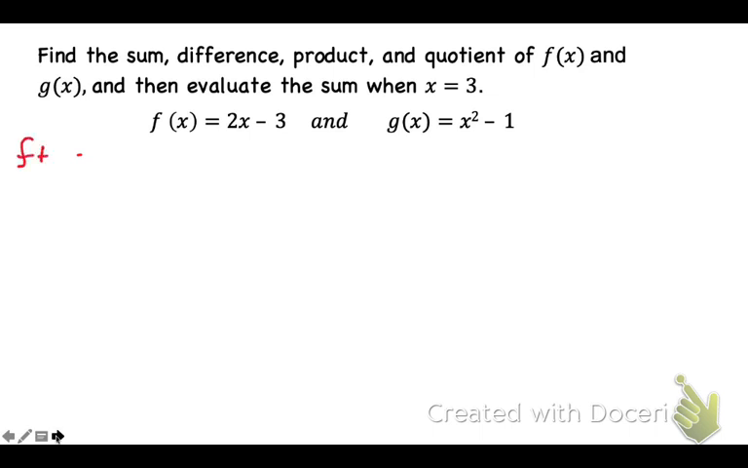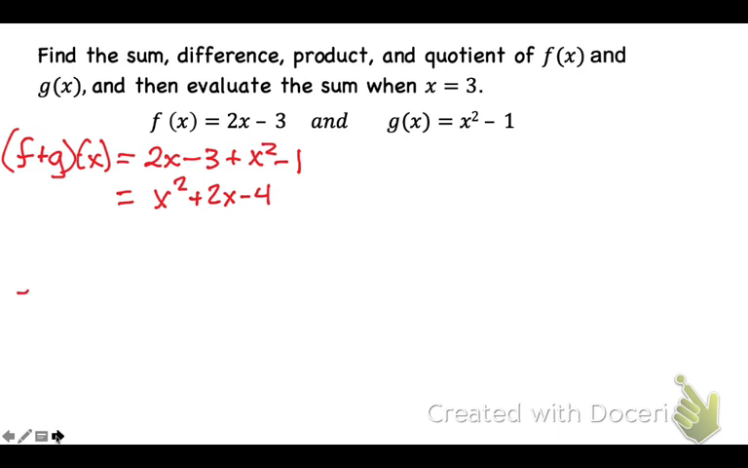I'm going to have f plus g of x, so that means I write f of x, which is 2x minus 3, plus g of x. Now, I'm not putting any parentheses here because I'm adding. When I distribute a positive 1, does it make any difference? No, it does not, so we don't need to jumble it up. So now I just combine like terms. If I do it right, I get x squared plus 2x minus 4.